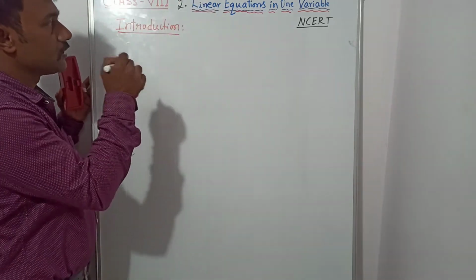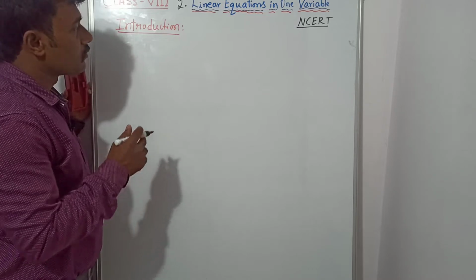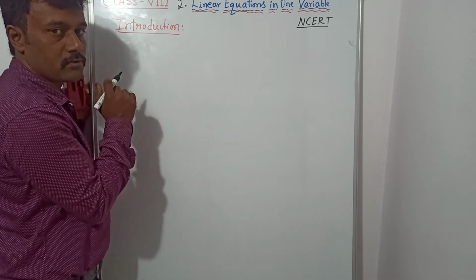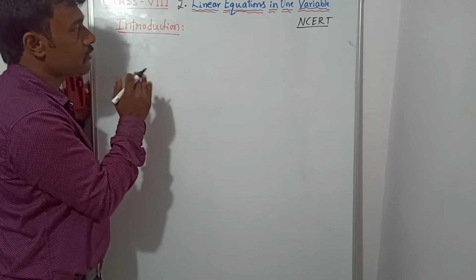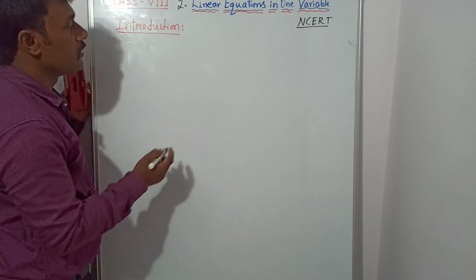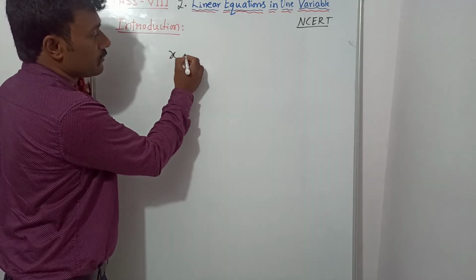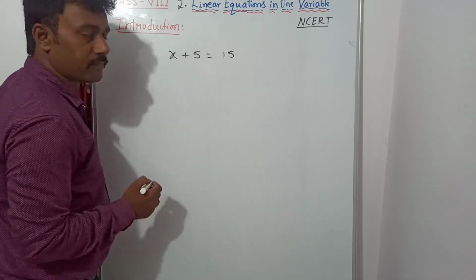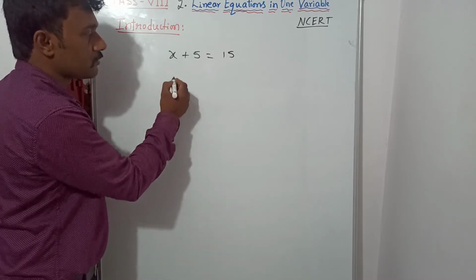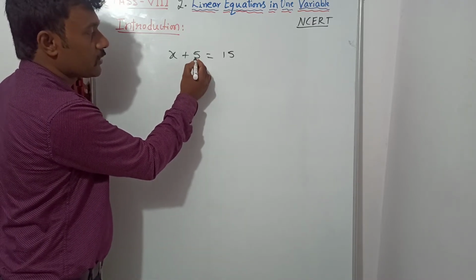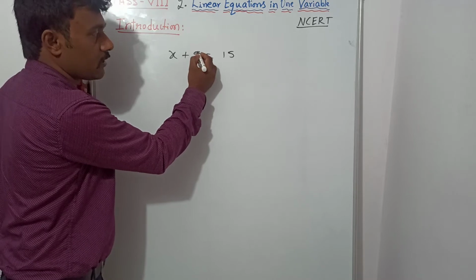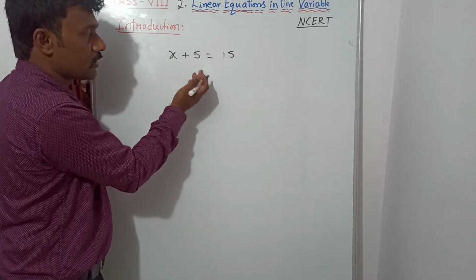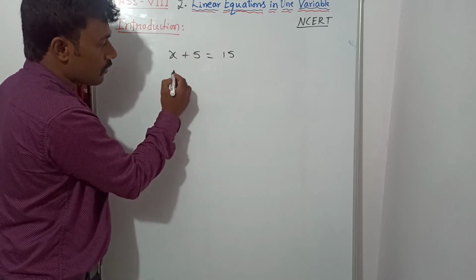In this chapter, in the first exercise, we have to solve the equations. How to solve the equations? We have very simple equations. For example, x plus 5 is equal to 15. This is a simple equation. How to solve this? By shifting this constant value to the right hand side, we can get the value of x. This is how we can solve.